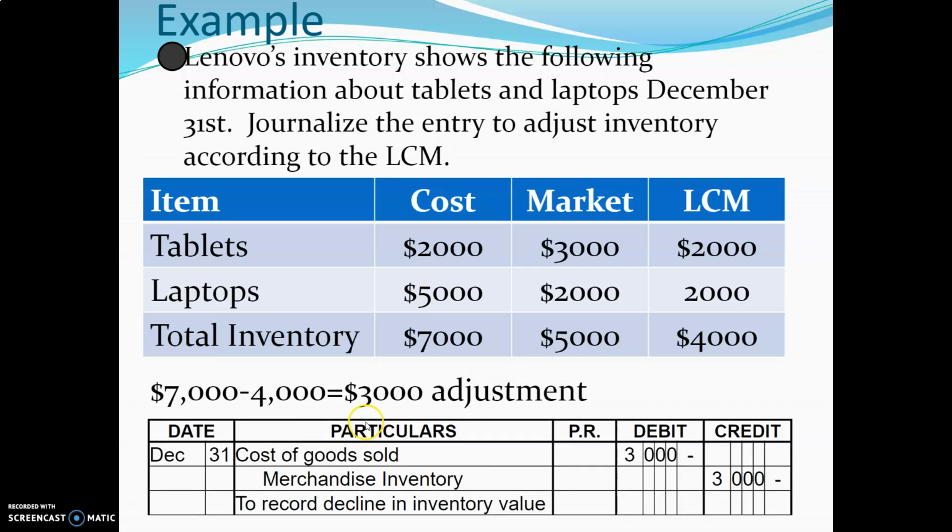So here is our journal entry that's involved. Cost of goods sold 3,000, merchandise inventory gets credited to show that it in fact did decrease, and a little note at the bottom to record a decline in inventory value. And so there you now know how to adjust the inventory balances when the market price of something goes down.